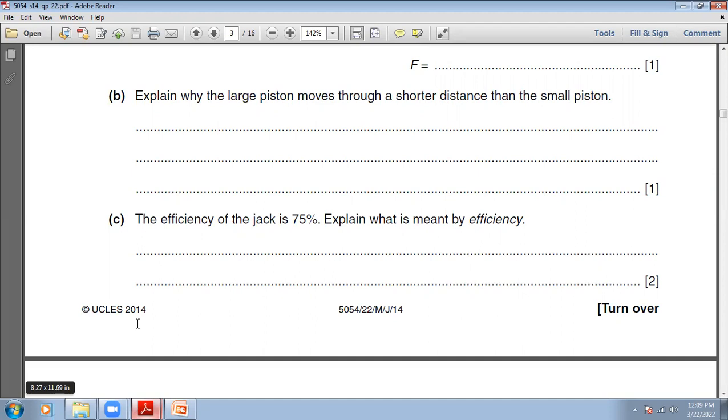Because the cross-sectional area is larger in the larger piston, the length of the oil of the same volume which was displaced from the smaller piston will be smaller. So the larger piston will move a smaller distance. You can understand it by one example.